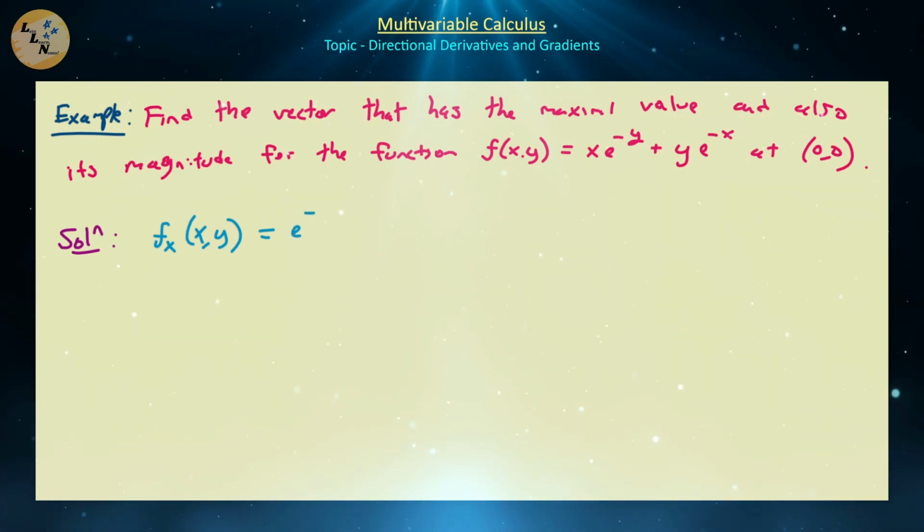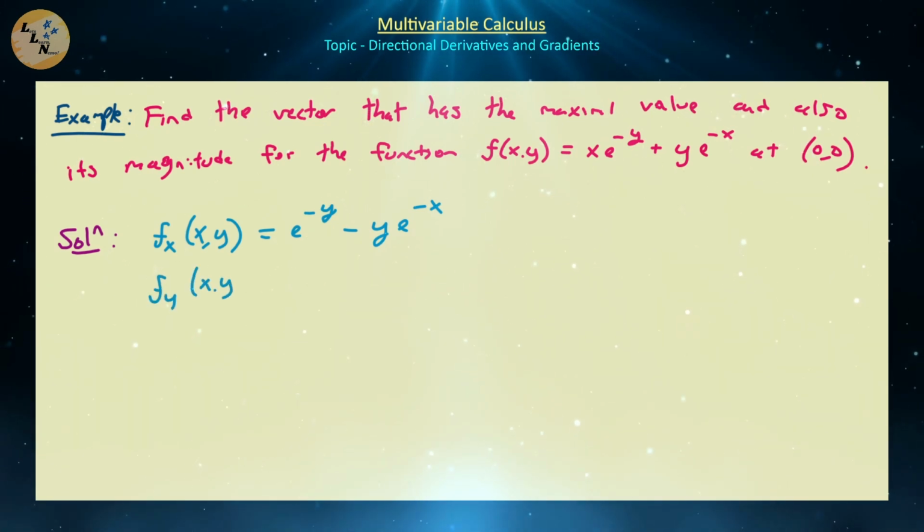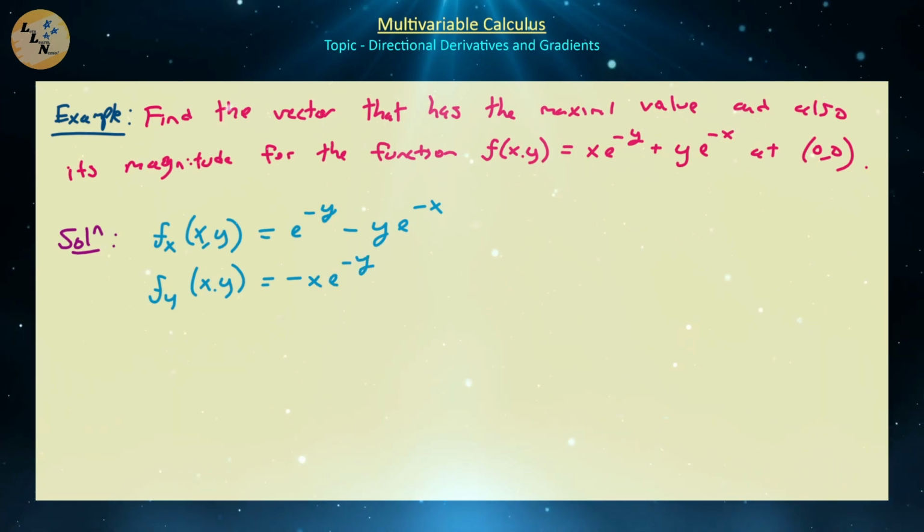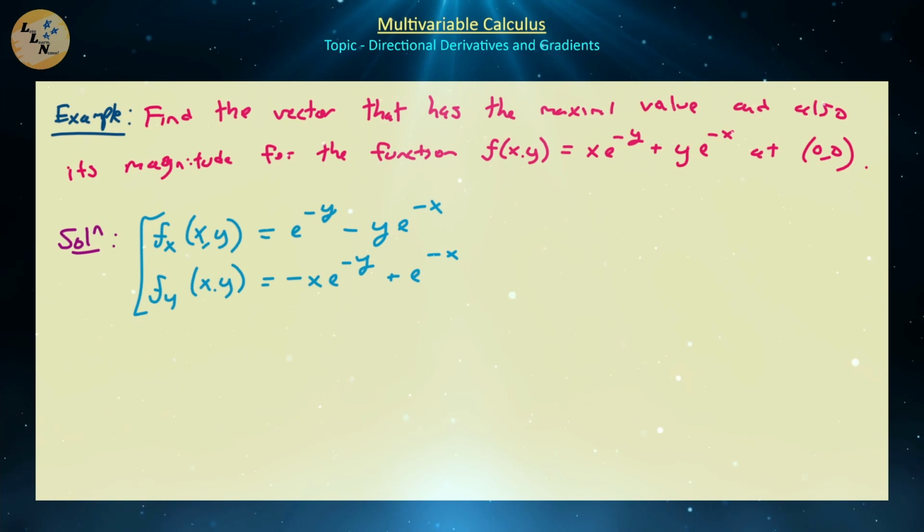So we're going to have e to the minus y, and then minus, because that minus is going to come down, y e to the minus x. And the partial derivative with respect to y of f(x, y) is going to be equal to minus x e to the minus y plus e to the minus x. So those are our partial derivatives.